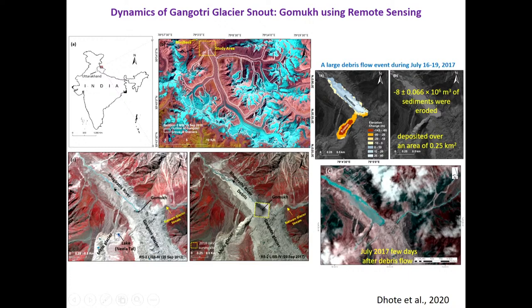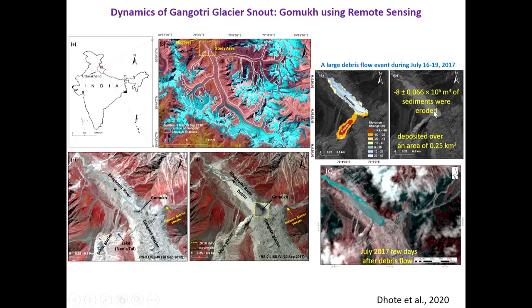You can see here the image before the event and after the event. You can see how much debris has come and blocked the Gomukh region. Earlier the water was flowing from the center, but because of the debris deposition, the river has now taken this path. With the help of remote sensing, we generated the digital elevation model of 2 different time periods, and estimated how much debris deposition has taken place in this region, and how much erosion has taken place in the Meru glacier.